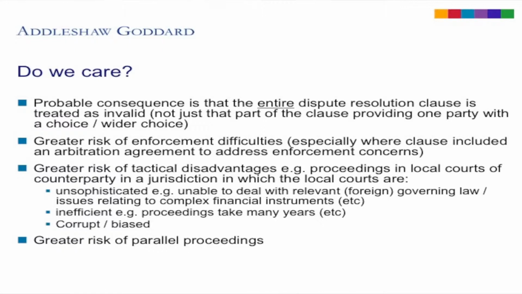Do we care? Well, I think we do, because, as in the two decisions I've talked about, the probable consequence of the finding that they're void is that the entire dispute resolution clause is treated as void. In both of those cases, the consequence wasn't that the court found that the extra option, the offending part, was void. What the court ruled was that the entire clause went. And what that means is that you will lose the tactical advantages you gain by choosing your choice of jurisdiction in the first place. The consequence of that will vary from case to case. But in certain cases, or in the worst case scenario, that could result in a contract being pretty much unenforceable.